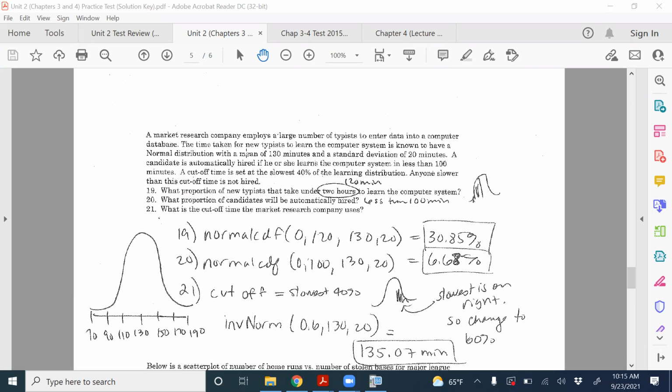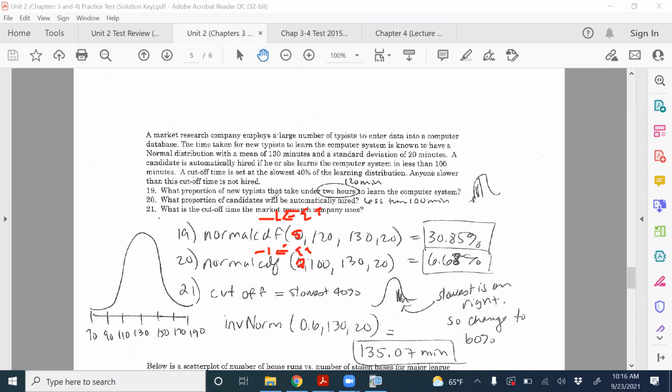So they say that the time it takes you to complete some sort of a task has a mean of 20 to 30 minutes, standard deviation is 20. You'll definitely be hired if you can do it in less than 100 minutes, because that's a good thing. So what proportion can do it under 2 hours? Well, 2 hours, 120 minutes. And by the way, you want to change this to -1E99. And then if you want to be automatically hired, you have to be under 100 minutes. So -1E99.